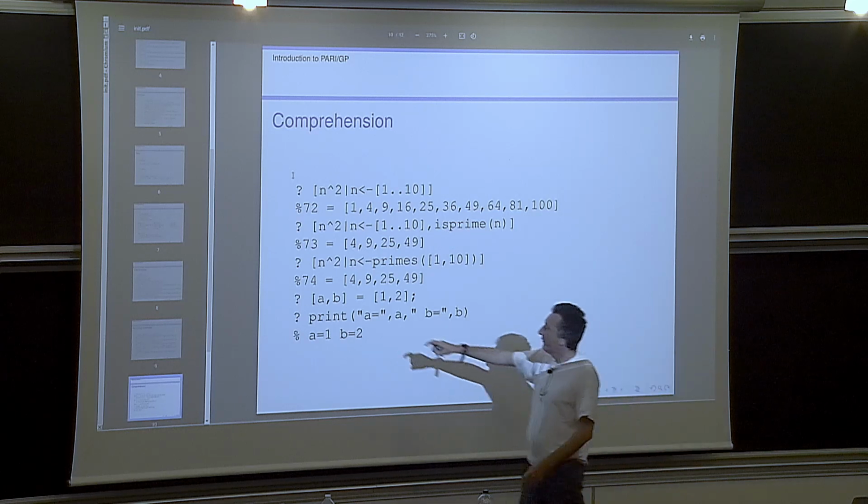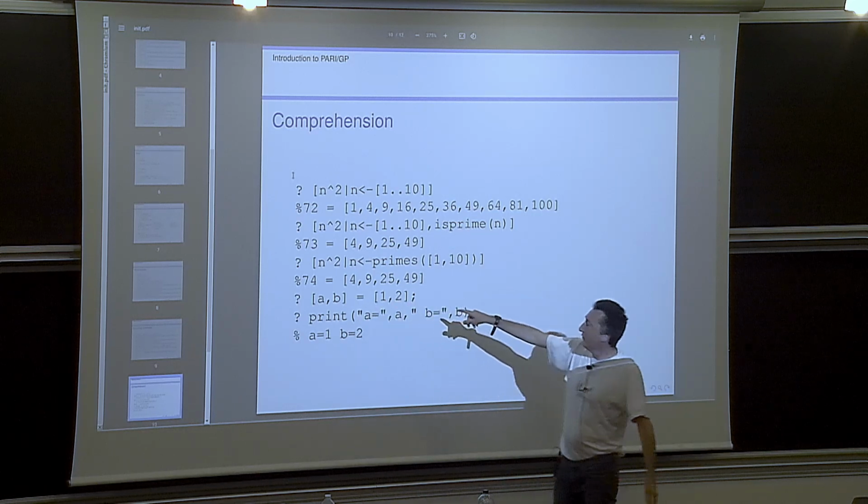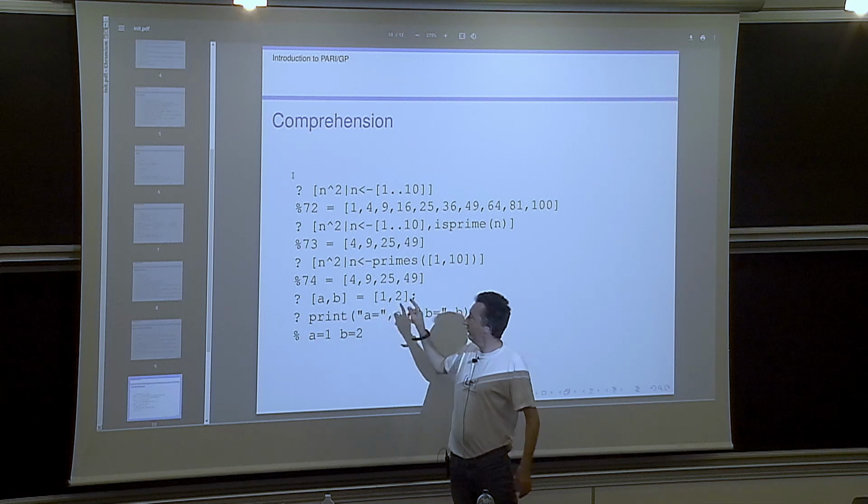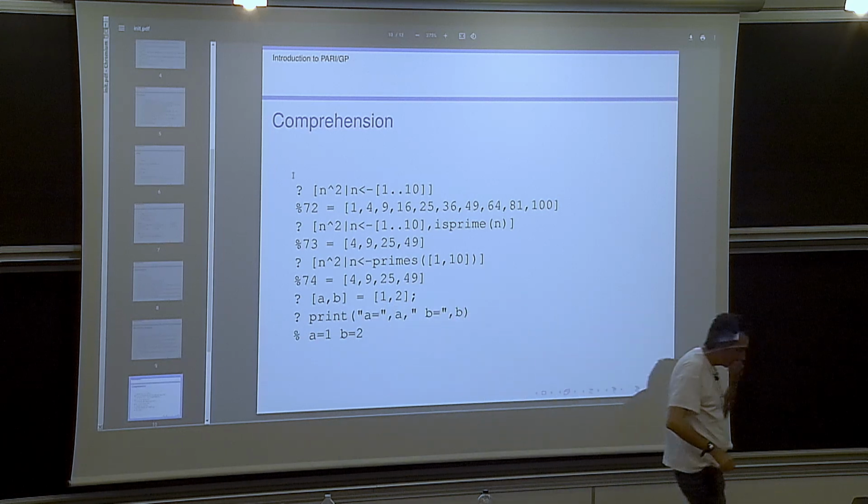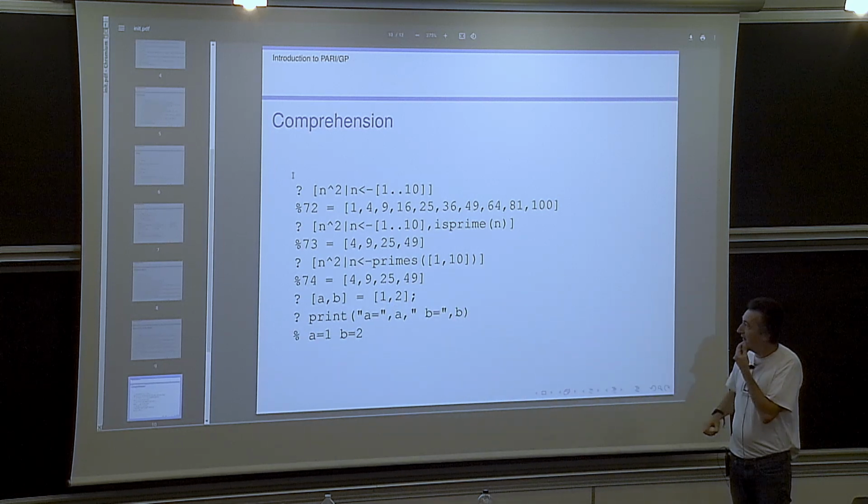And also we have multi-affectation. If you write bracket A, B equal to bracket 1, 2, that will affect 1 to A and 2 to B. Save a lot of time.